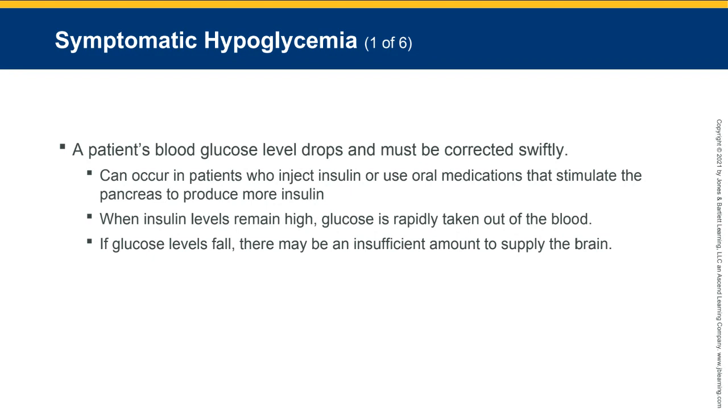So this can occur in patients who inject insulin or use oral medications that stimulate the pancreas to produce more insulin, and there is not enough glucose available. When insulin levels remain high, glucose is rapidly taken out of the blood, and if there is not enough glucose, the blood sugar falls. So if the glucose level falls, there may be an insufficient amount of supply to the brain, and the brain needs a constant supply of glucose.